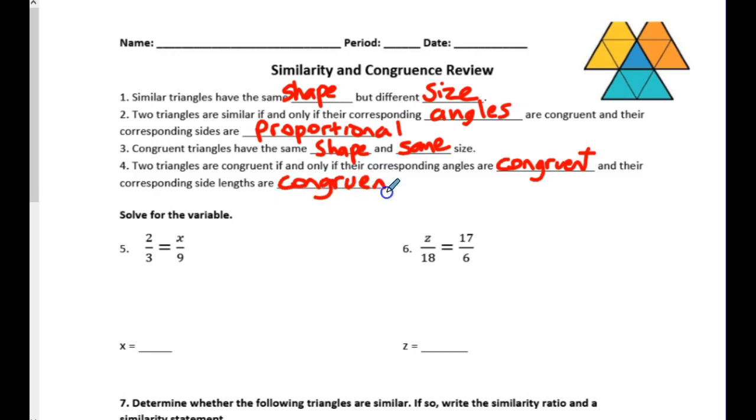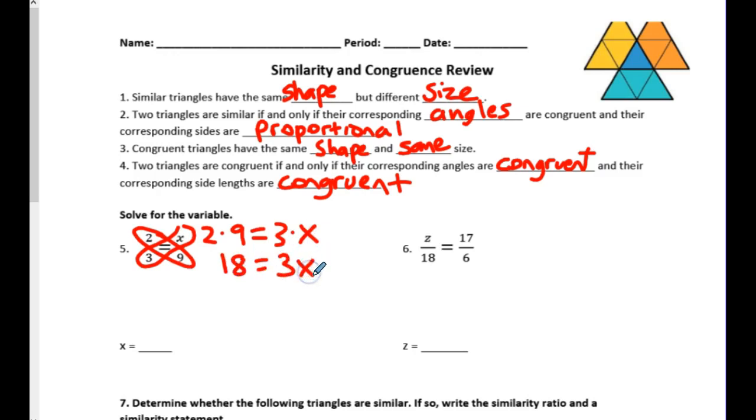Alright, so with that vocab out of the way, number 5, solve for the variable. Again, this is anytime you have a fraction equals a fraction, this is going to be cross multiply and divide. 2 times 9 equals 3 times x. 18 equals 3x. And then we get rid of this coefficient by dividing by 3. And then x equals 6.